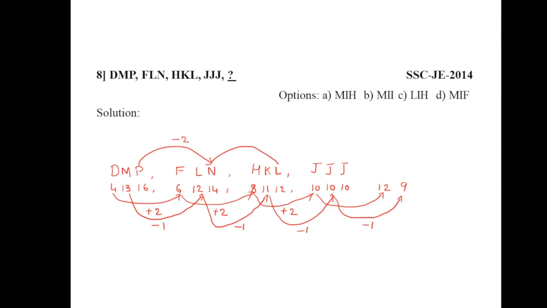14 reduces by 2, then you will get 12. 12 is reduced by 2, 10. Then it should be reduced by 2, that is 8. So what is the letter? This is L, this is I, this is H. So the answer is L, I, H. Is there an option? Yes, the answer is L, I, H. So I will move to the next question.